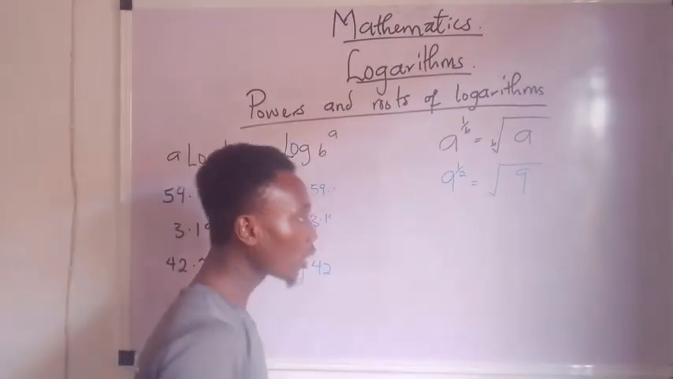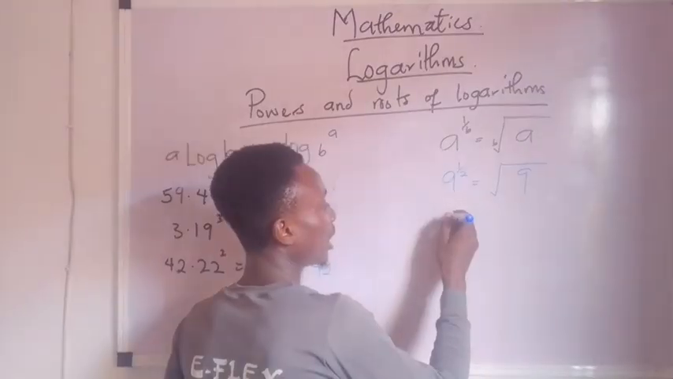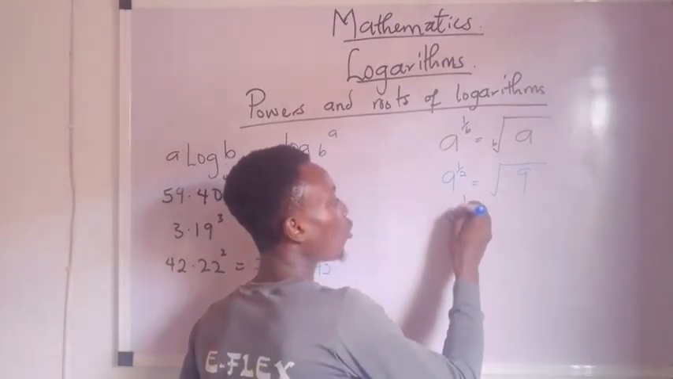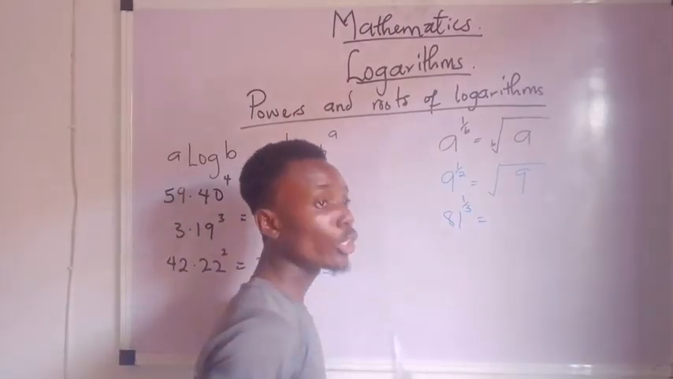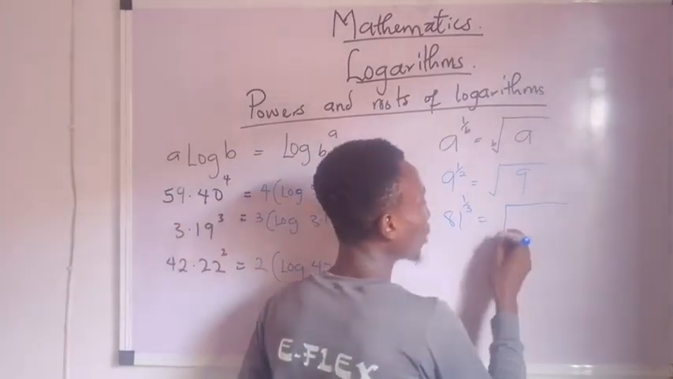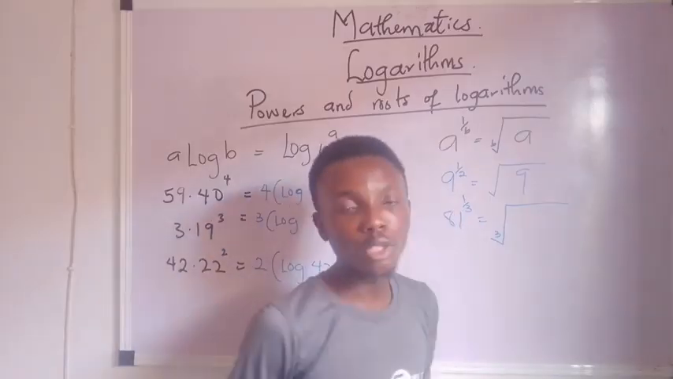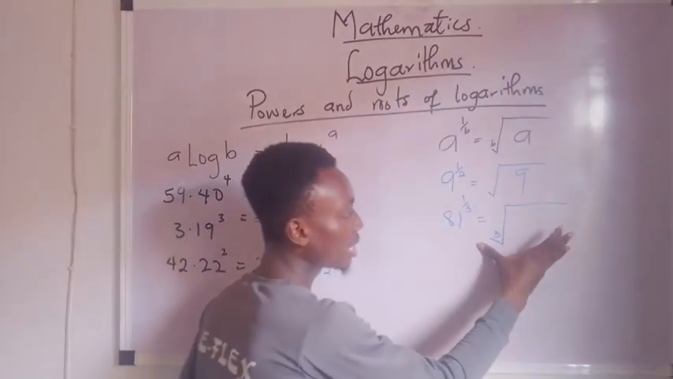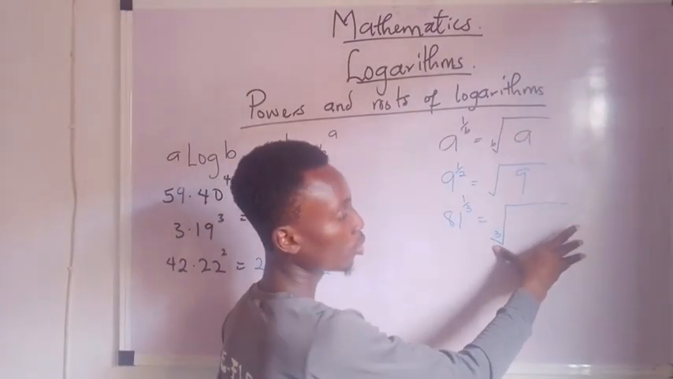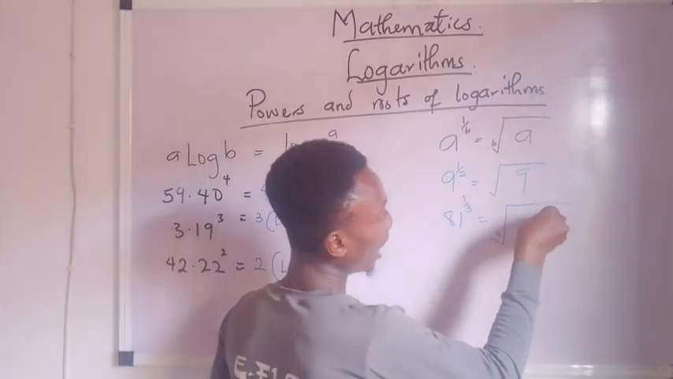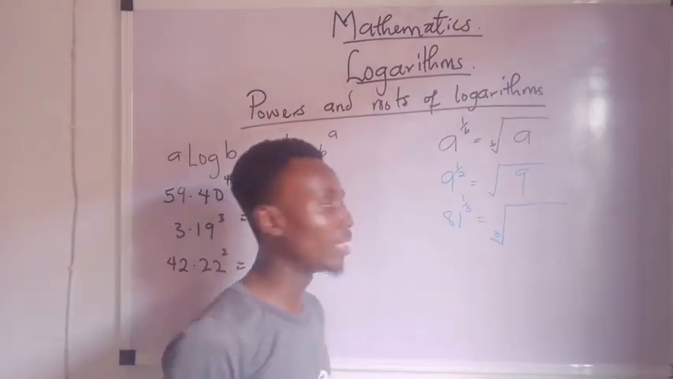But when you have something like 81 raised to the power 1 over 3, for example, what you actually do is write a small 3. Sometimes on your calculator you see a sign like this. This is actually showing you cube root, the cube root of whatever number is inside here.